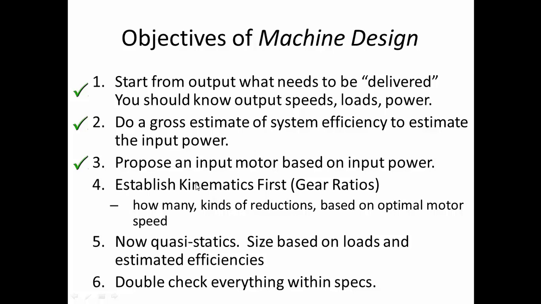Next we're going to establish the kinematics. We're going to establish what happens between that proposed motor and what happens at the end where the finger is, how fast it rotates. We're going to do that based on our idea of what our optimal motor condition is going to be, and we already know what we want at the finger.